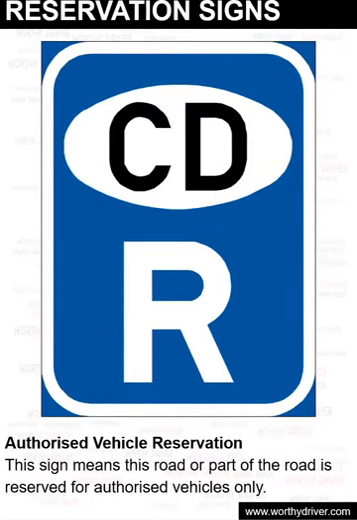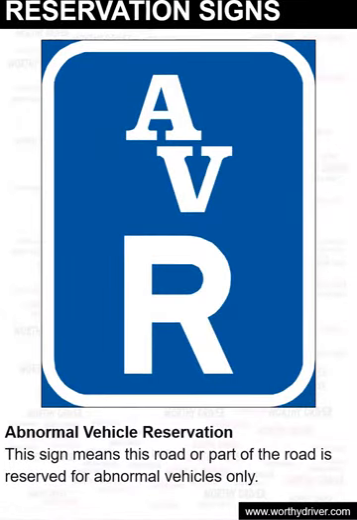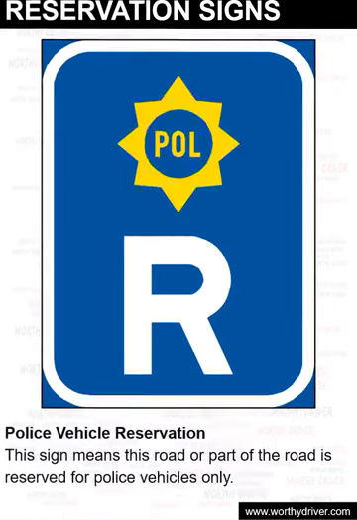Authorized vehicle reservation. This sign means, this road or part of the road is reserved for authorized vehicles only. Abnormal vehicle reservation. This sign means, this road or part of the road is reserved for abnormal vehicles only. Police vehicle reservation. This sign means, this road or part of the road is reserved for police vehicles only.